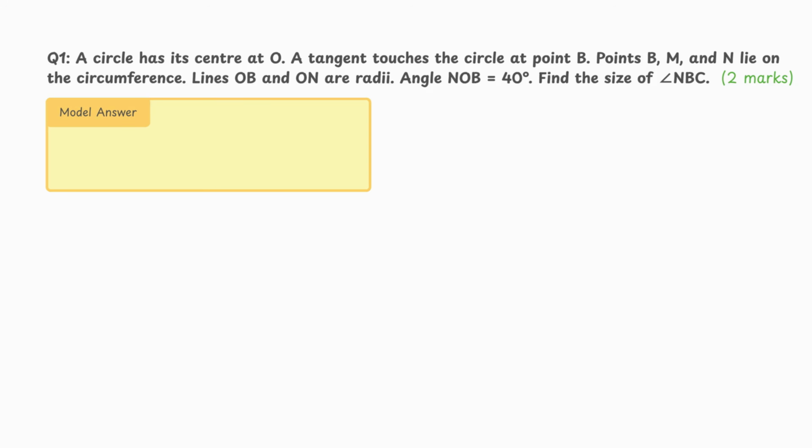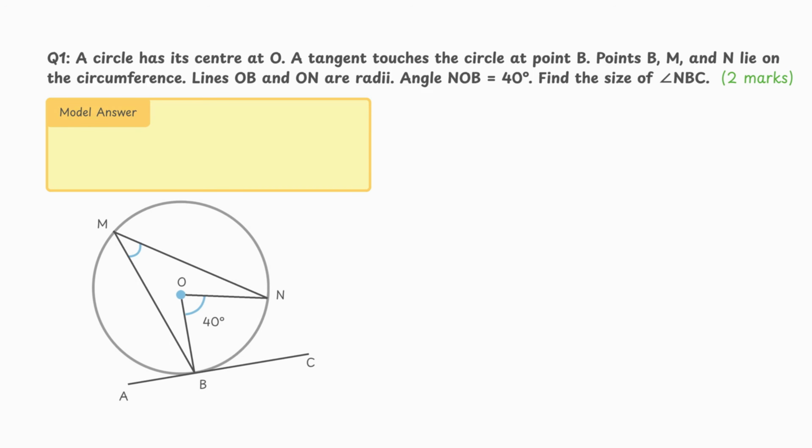This question is worth 2 marks, so let's go through it slowly and carefully. First, let's understand the structure of the diagram. We are given a circle with center O. We also know that OB and ON are radii, so they are equal in length.